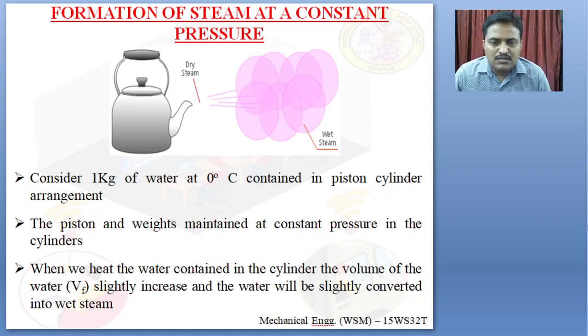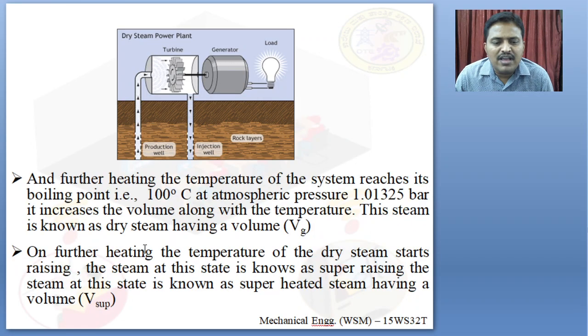How is steam formed? Take one piston filled with water at 0 degrees. When you heat it, it forms wet steam, partially dry and partially wet. That type of steam is known as wet steam. On further heating of this partially dry and wet steam, it will completely convert into dry steam.